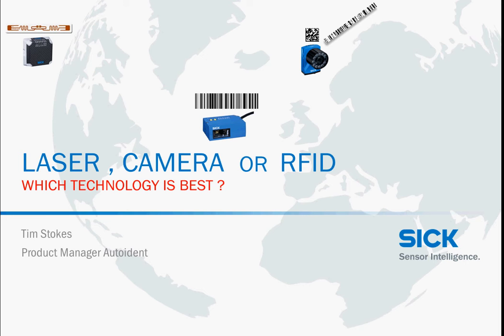So the analogy of only having a hammer is a bit of a dig at Cognex, because all they have to offer is a vision system.